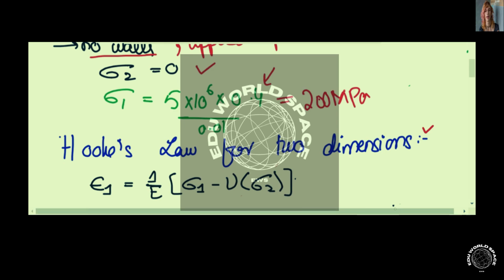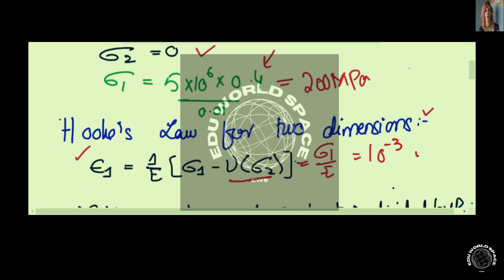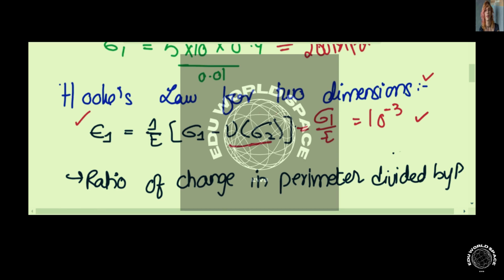So this is Hooke's law for two dimensions. Now, as we just discussed, sigma sub 2 is equal to 0, so this term will cancel out. There would be no term, it would be equal to 0. So we would be only left with sigma sub 1 divided by E. Again, just plug in the values and we'll get that it is equal to 10 raised to power negative 3.